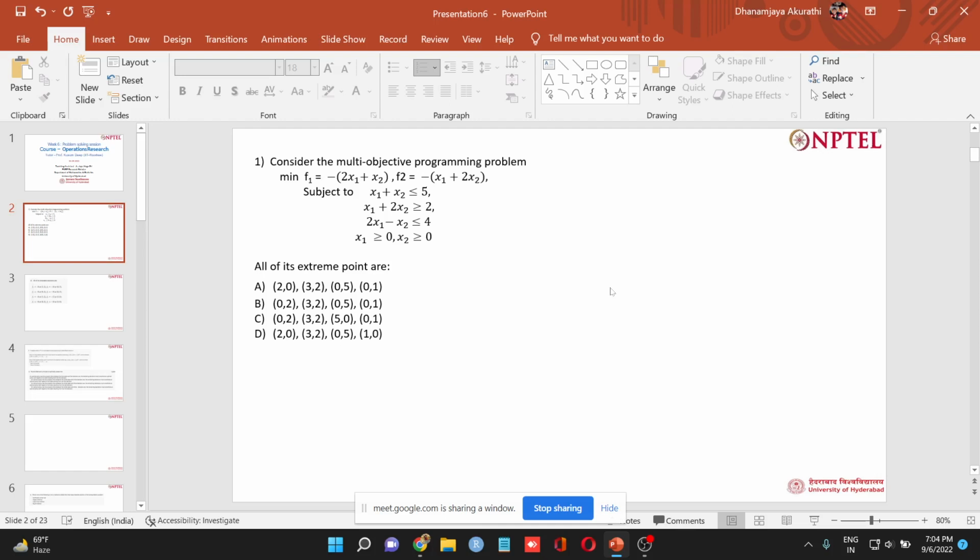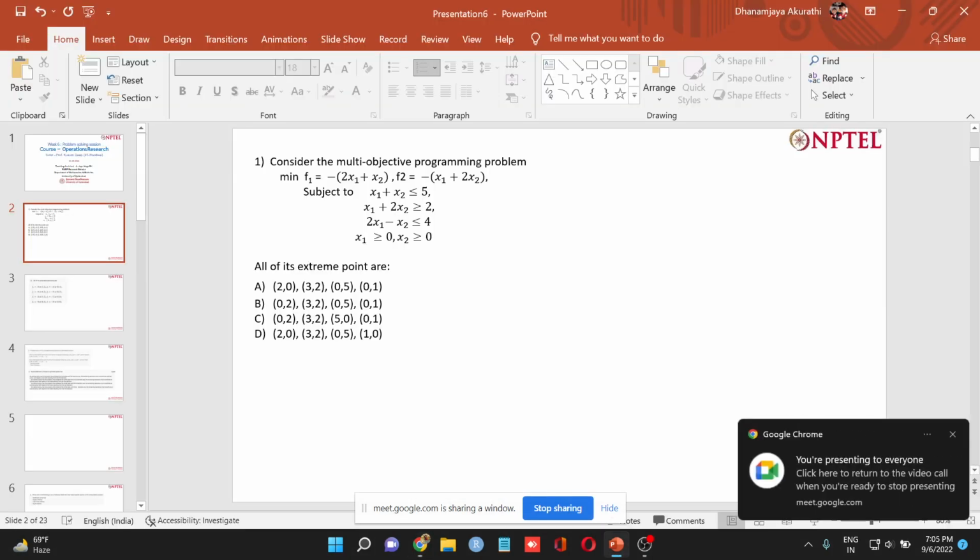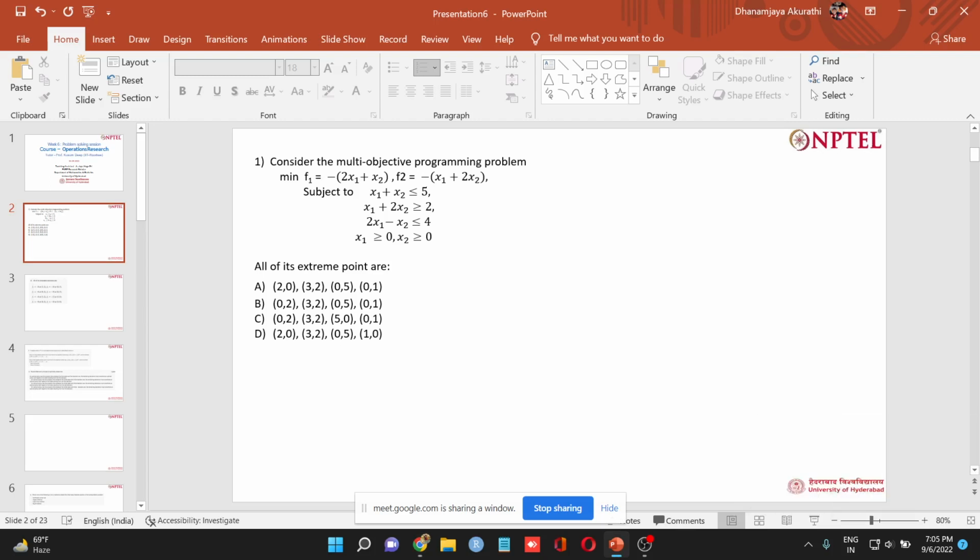So, what is the basics for multi-objective programming problem? Generally, you have only a single objective, and corresponding to that, you have subject to constraints. But in multi-objective programming problem, we have more than one objective function, and all those objective functions must satisfy the constraints. And here they asked to find out the extreme points of the given problem.